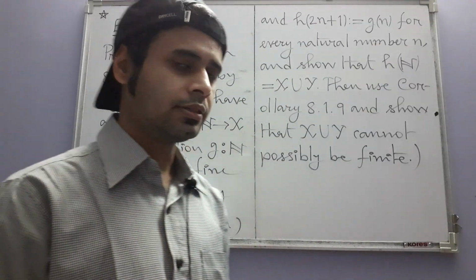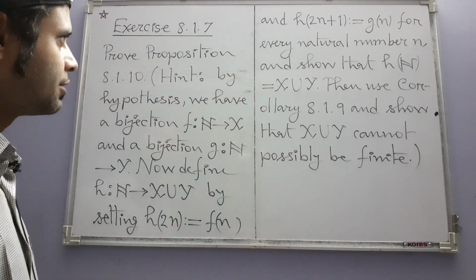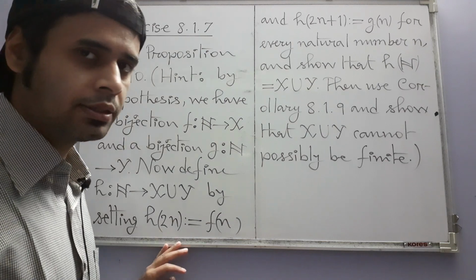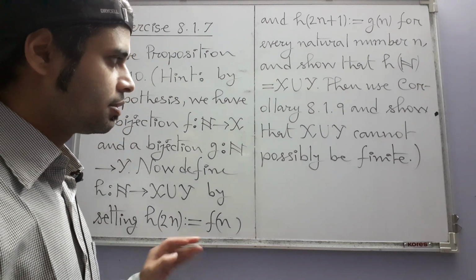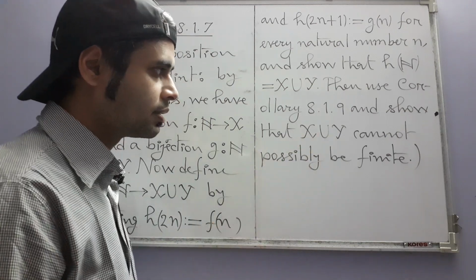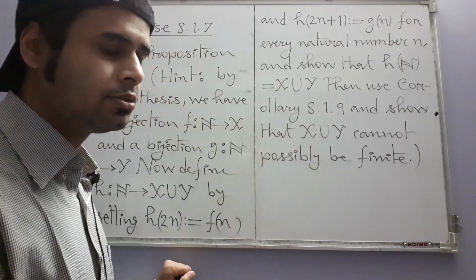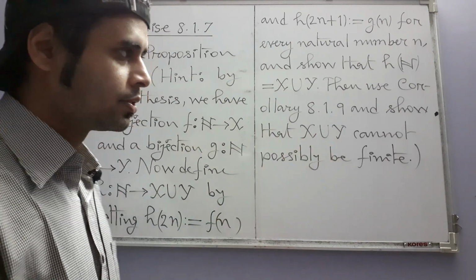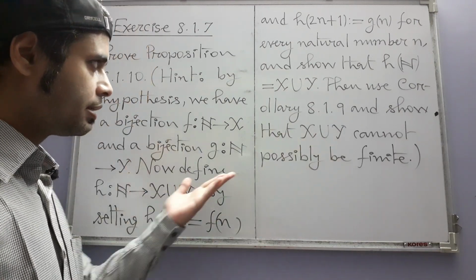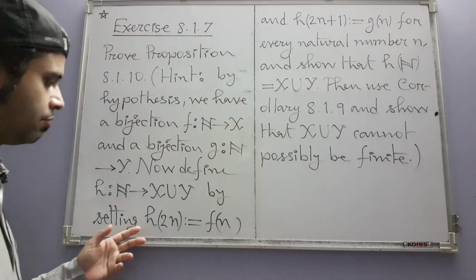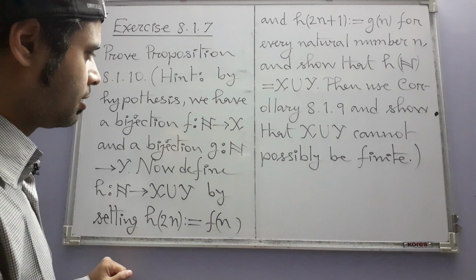Next, exercise 7. In this one, we have to prove this proposition 8.1.10, and its statement is just this: two sets X and Y are given which are both countable. We need to prove that their union is countable, and we can see that there is an elaborate hint that is also given, and which is actually just the solution itself.